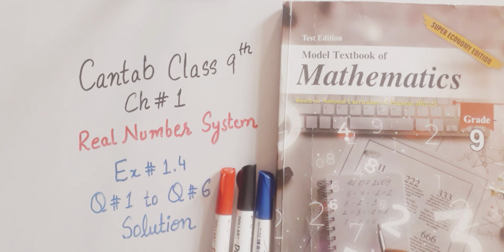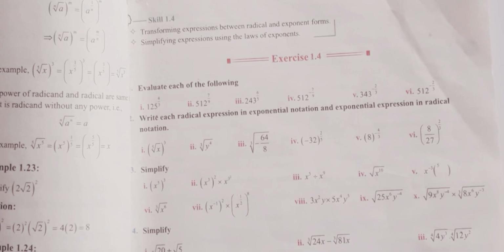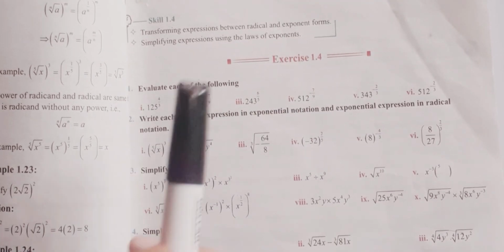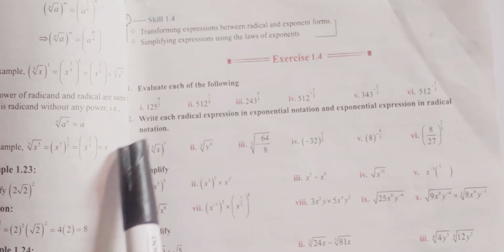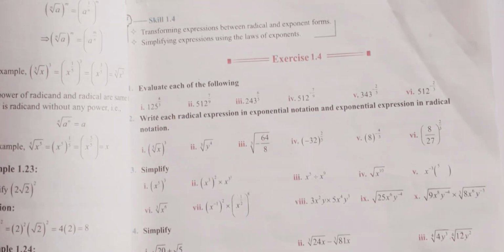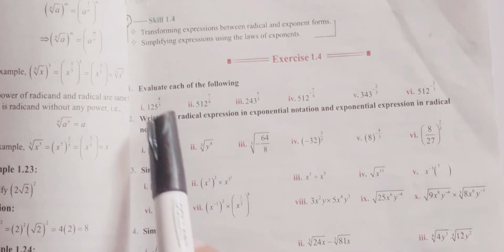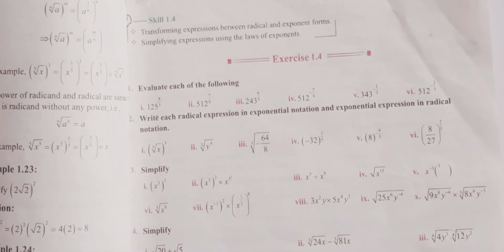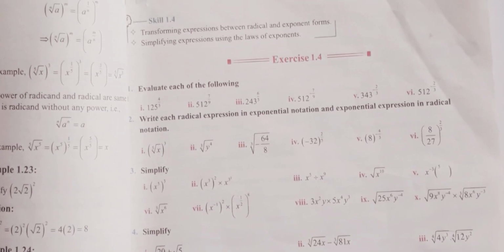Now we will start today's lecture. In exercise 1.4, question number 1 is: evaluate each of the following. We will do all the parts in a very easy way. First part is 125 power 4 by 3. Now we will solve this.